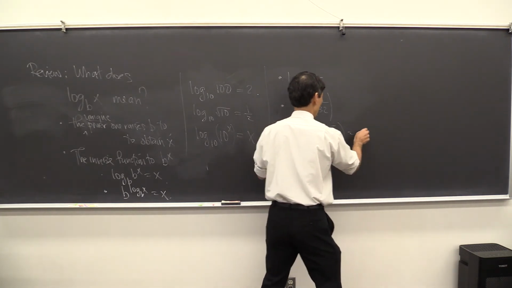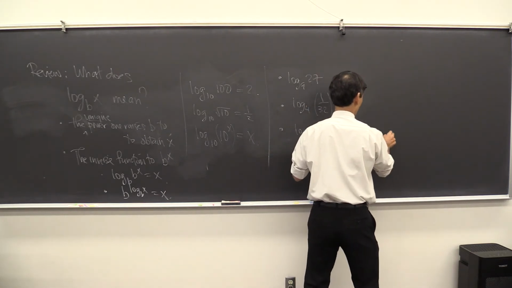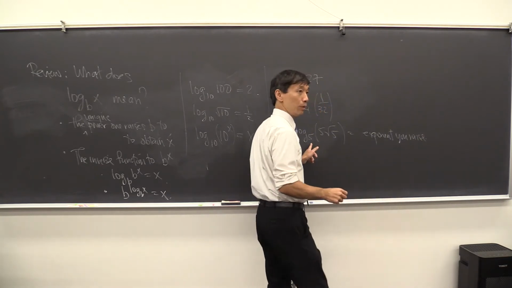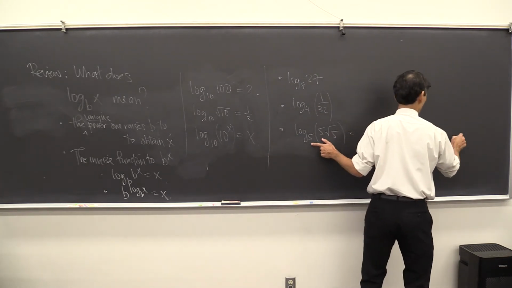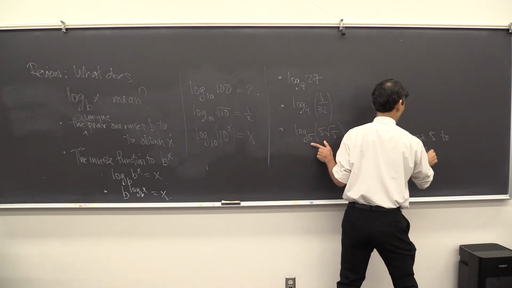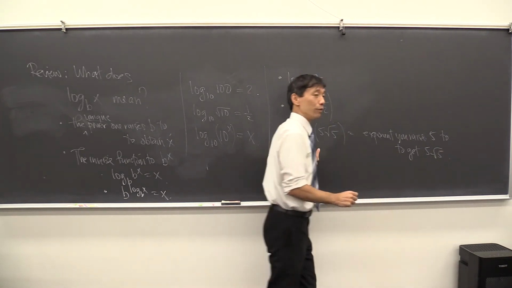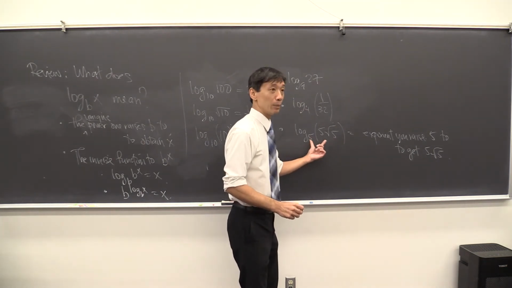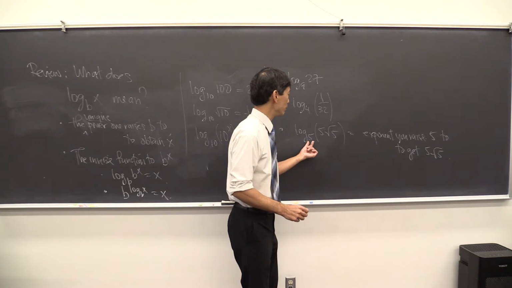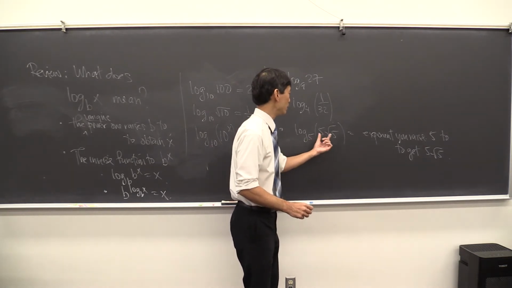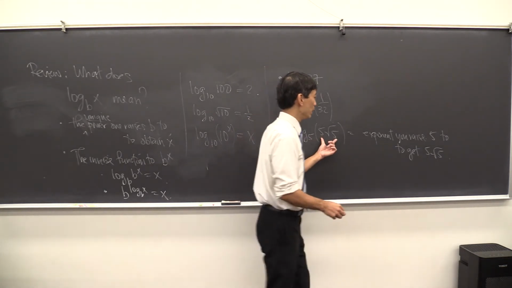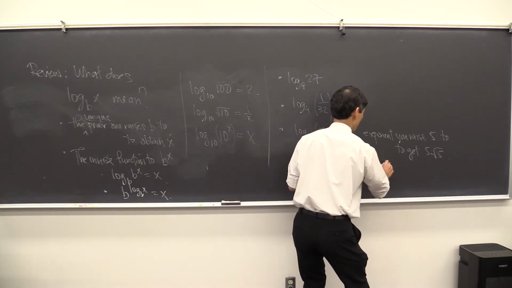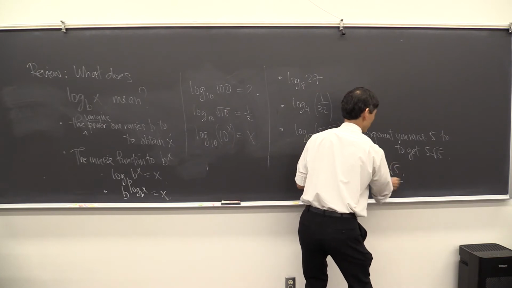This is the exponent you raise 5 to, to get 5 times root 5. Okay. That's what that means. The exponent that you raise 5 to, that's how you read this. The exponent you raise 5 to get 5 times root 5. So what do you need to do? What power do you need to raise it to get 5 times root 5?